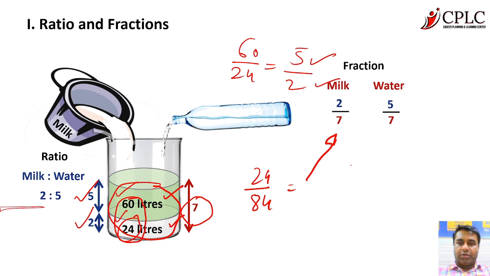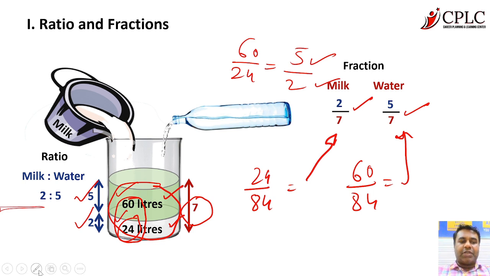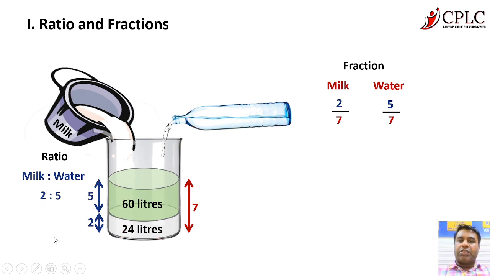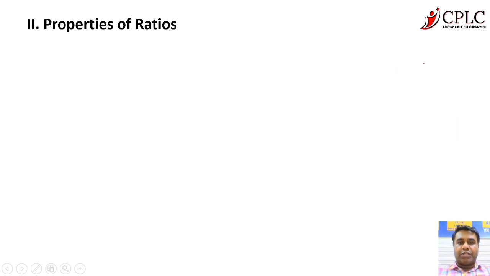Similarly, if you look at water, the water is 60 liters. So 60 divided by 84, if you try to simplify it, you will get the answer as 5 by 7. So this is basically known as fraction of milk and fraction of water. Are you getting my point? So just to sum up, the ratio of milk and water is 2 is to 5, but the fraction of milk is 2 by 7, that is milk upon total, and water is 5 by 7, that is water upon total. So this is always out of total. Okay, let's move on to the next part.